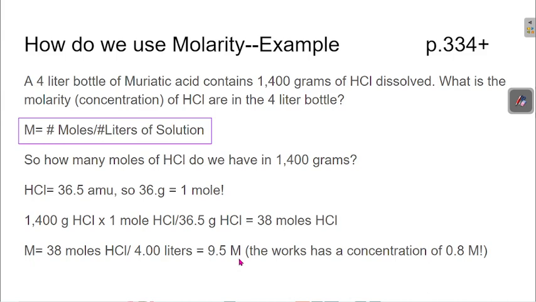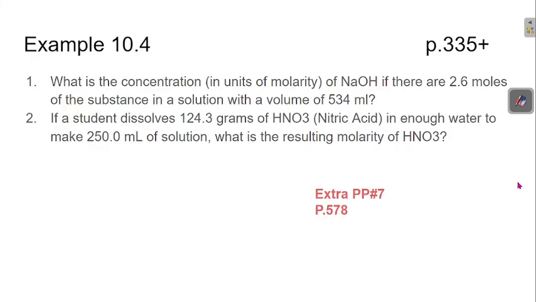So the works has a concentration of 0.8 molarity. That's a lot. Okay, so the works is what we use to clean our toilet. So it's a comparison about how powerful this muriatic acid is, and dangerous too. Okay, now we are going to do a problem so you can apply this concept of molarity.